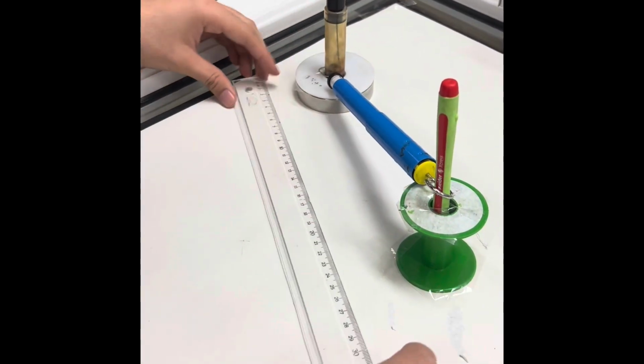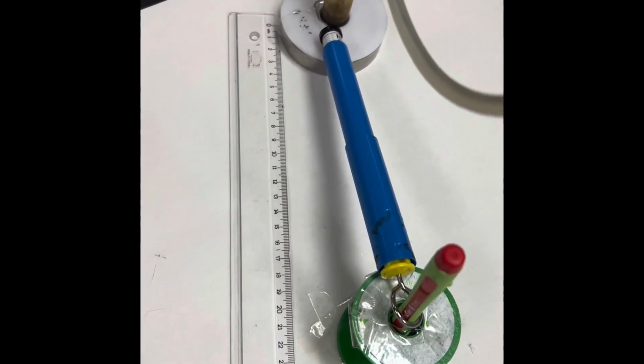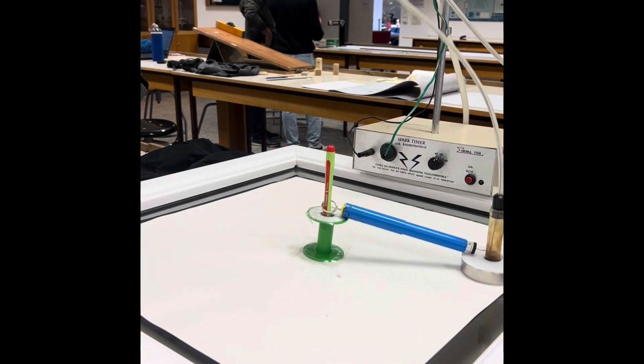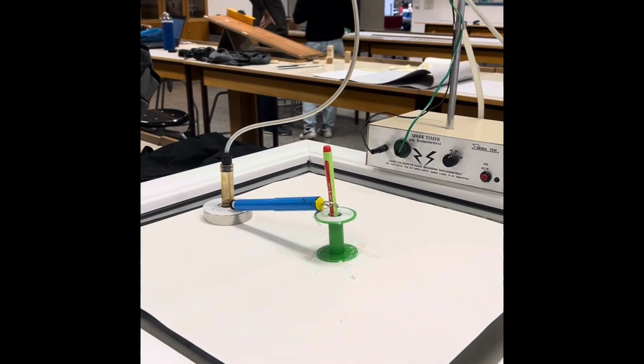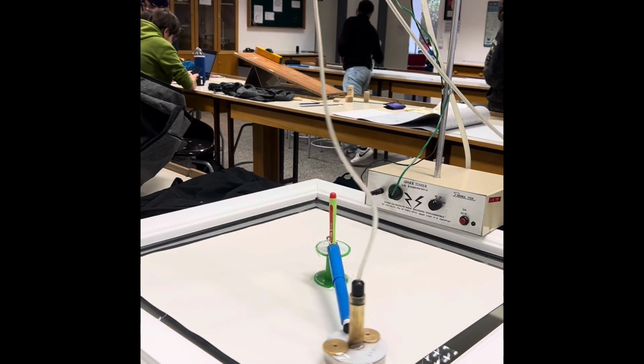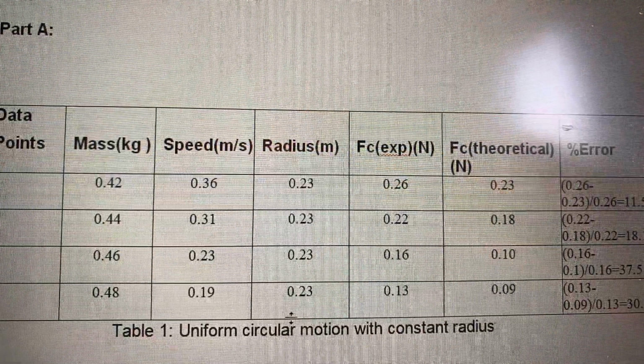Now, let's talk about the experiment. For the first part of the experiment, I measured the radius of the circle. Then I conducted the experiment and measured the period and the force. Then I added 20 grams to the puck and measured the period and the force again. This is the data I collected.